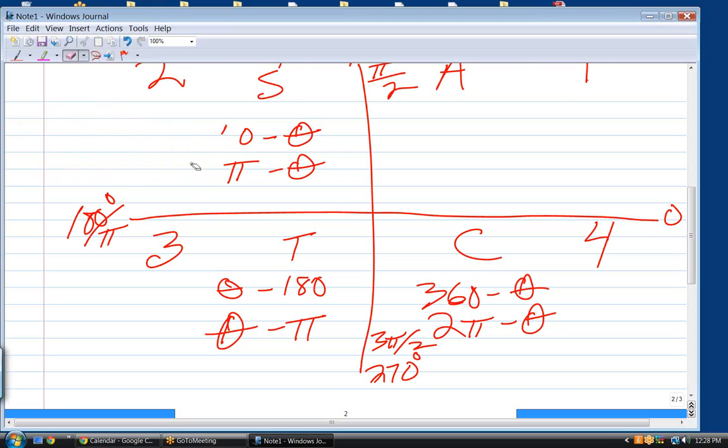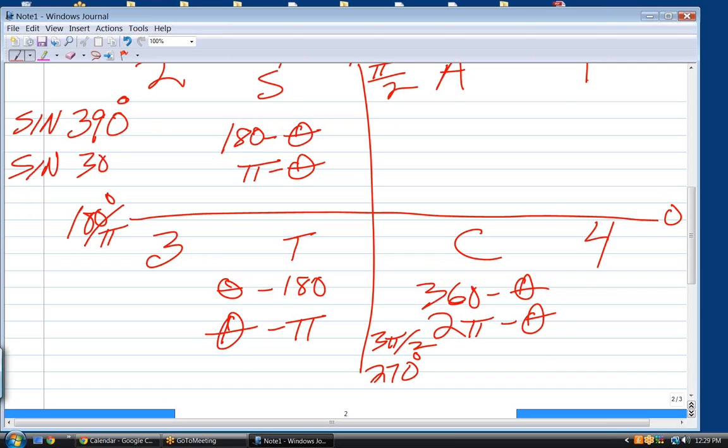Let's do a harder one. Okay, let's do the sine of 390. Okay. So I guess I'd be in the first quadrant? Correct. In other words, the first thing we're going to do is convert it to an angle that's inside the unit circle. So it's the same as the sine of 30. So we know that's 1/2.